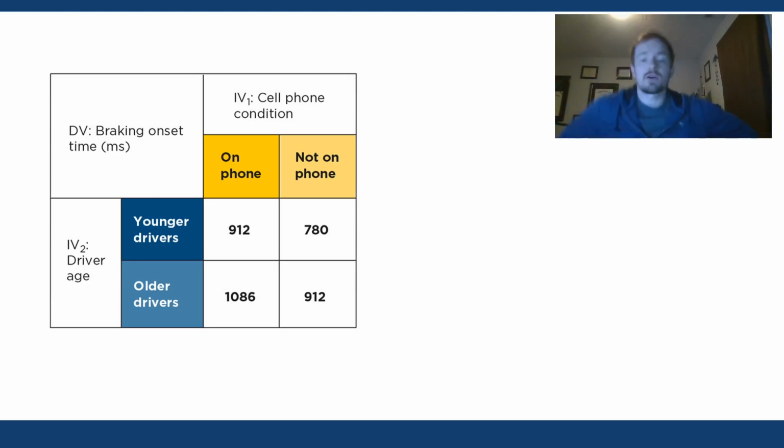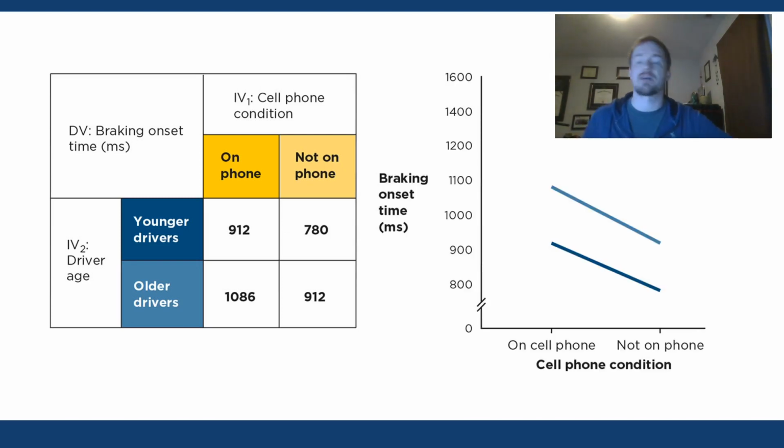So here are the data for this particular study. This is part of the reason why sometimes it can be a good idea to chart this out in a table, because it makes it a little bit easier to read sometimes. Some people like this more. I honestly like graphing it out, so I'm going to pull up the graph right here too. If we're looking at this, we can say, okay, what are the results? Young drivers on a cell phone, it took them 912 milliseconds to hit the brakes.